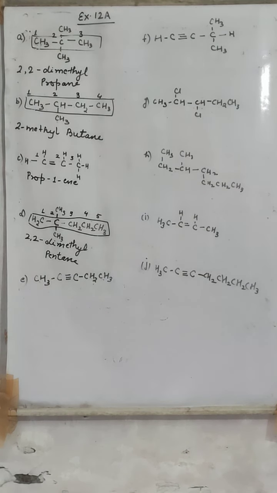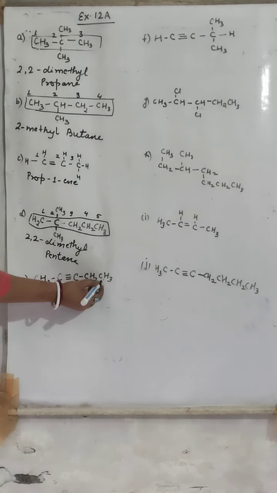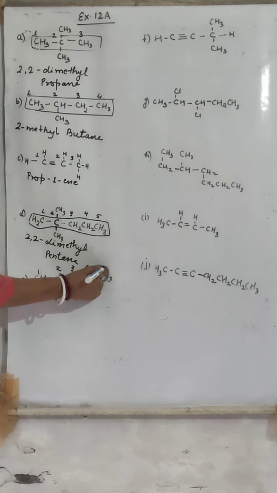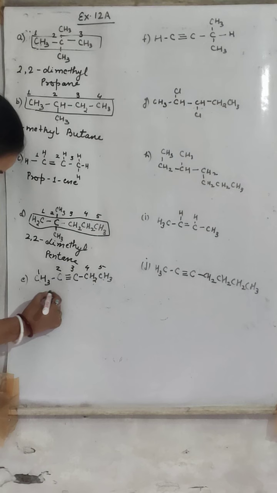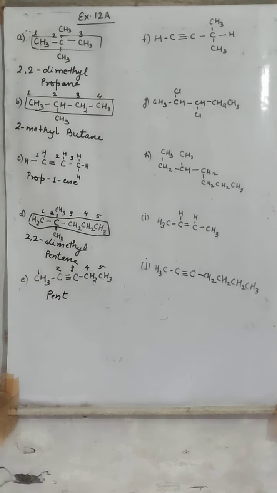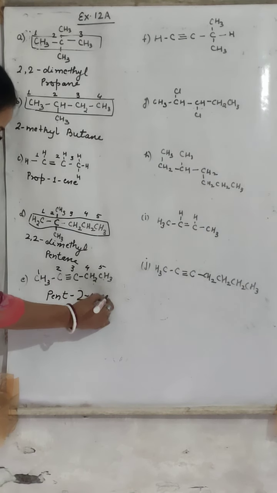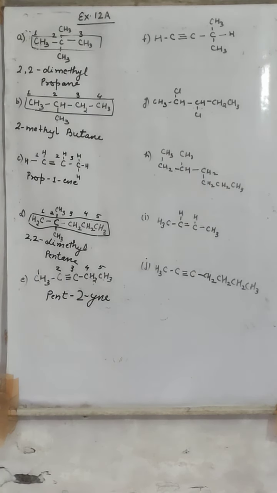Now see E1. Next one. The longest chain will be this. Now we will number from where this triple bond will get the smallest possible number. So from here if we start numbering 1, 2, 3, it is getting position 3. If we start from here, the numbers will be 1, 2, 3, 4 and 5. For 5 what do we use? Pent. At the second position what is present? Triple bond, so pent-2-yne. Your answer will be pent-2-yne. For a triple bond we use the suffix yne.